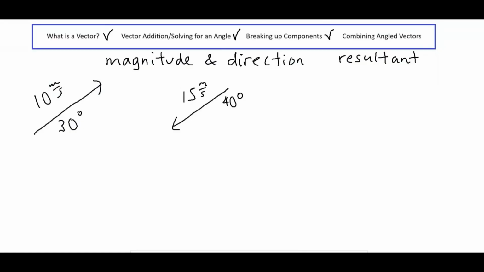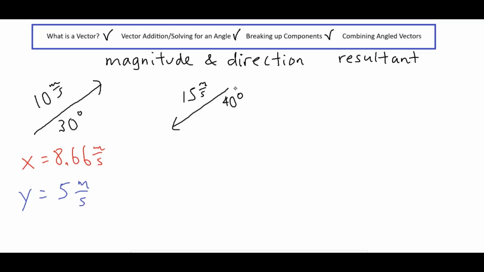So I have a vector of 10 meters per second at 30 degrees and one at 15 meters per second downwards to the left at 40 degrees. So I stole the 10 meters per second at 30 degrees from our previous problem. That way it will have saved us a little bit of work. So again, my x component there was 8.66 meters per second when I used cosine, and then my y component ended up being 5 meters per second when I used sine.